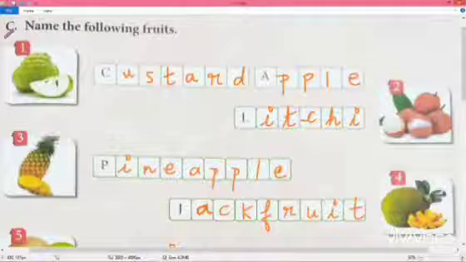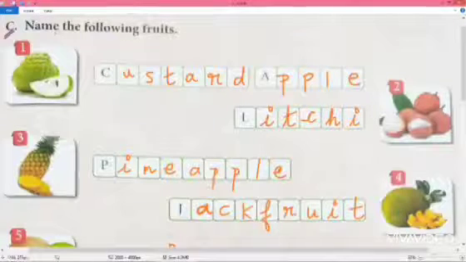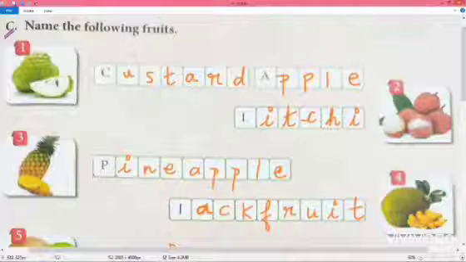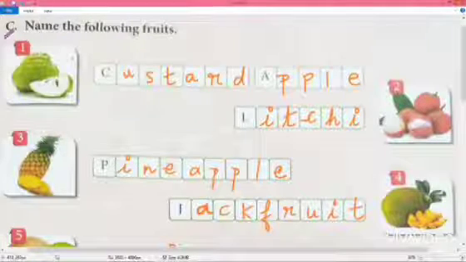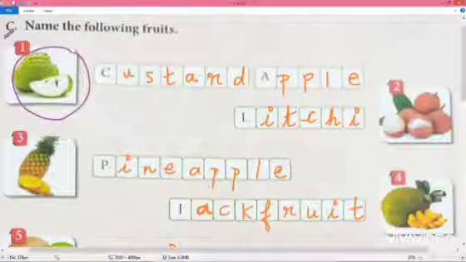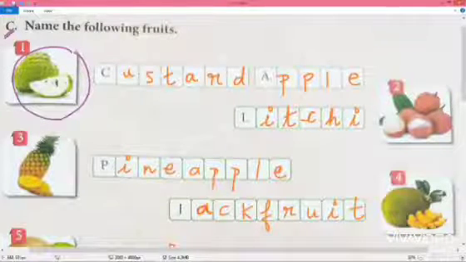Okay children, now let us name the following fruits. You can see in the picture. Let us just recognize and name the fruit. So the first image here is of a custard apple. This fruit is called custard apple.